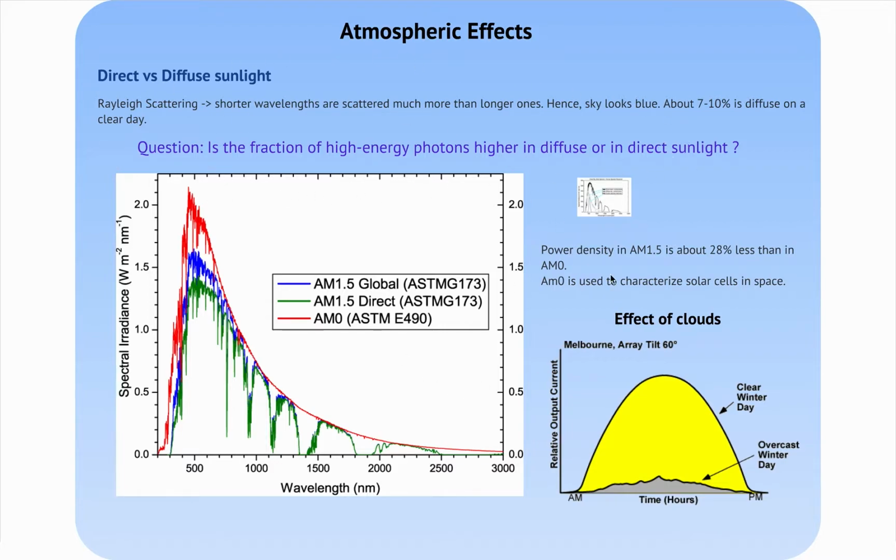Okay, so coming back to what these standards mean. This AM 1.5 is referred to as air mass. AM 1.5 is basically about 28% less power density than AM0. So of course out in space you get a lot more power density than on Earth because of absorption, scattering and so on, which we just talked about. And AM0 is used to characterize solar cells in space.